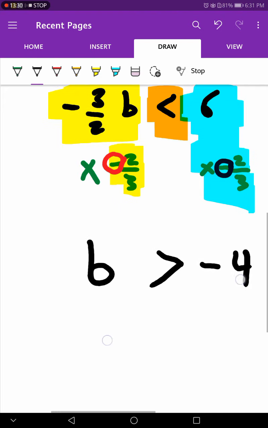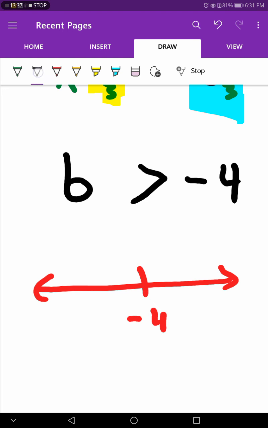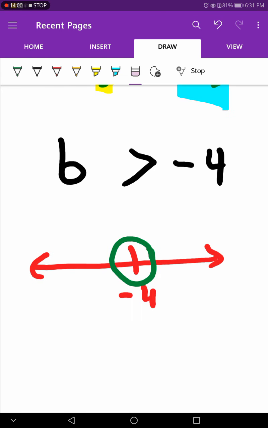So it is negative 4. Now, Yaman, I will draw the number line and put the negative 4 here and draw a circle. I put the circle, and see, shall I fill it, Yaman? No, because there is no equal sign. Now, does it move to the right or to the left? It is to the right, because it's greater than.